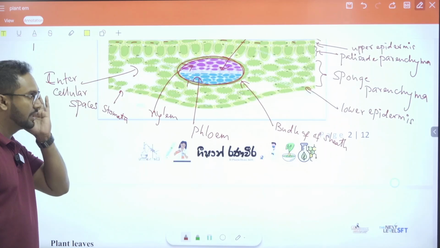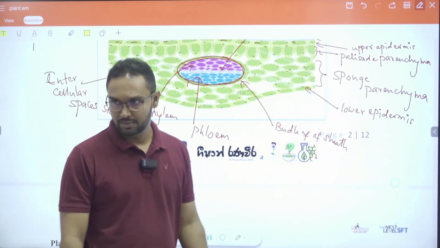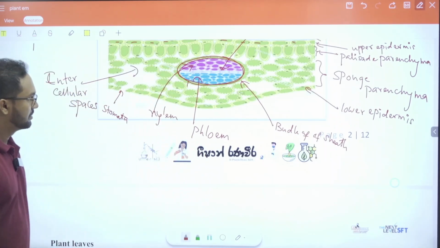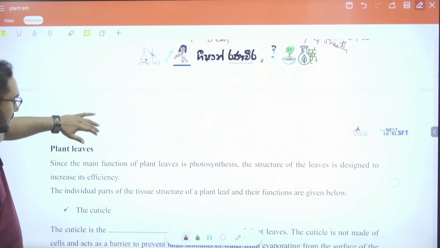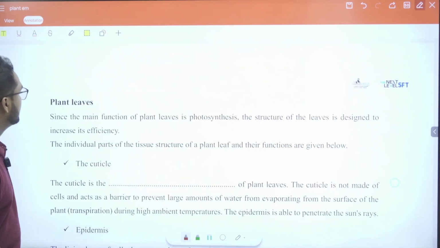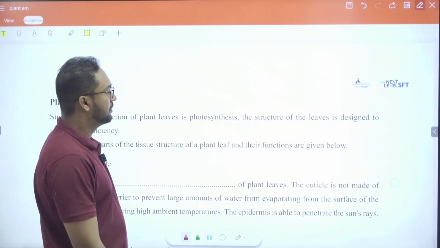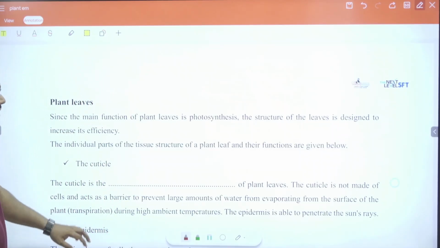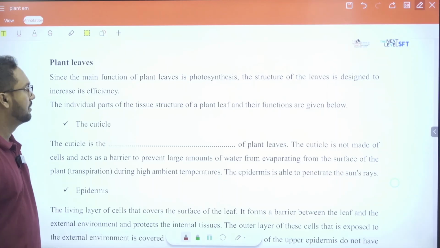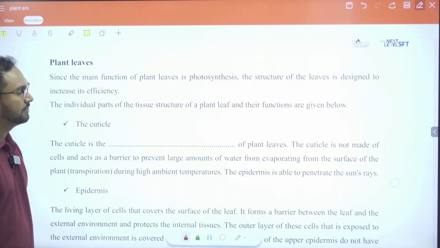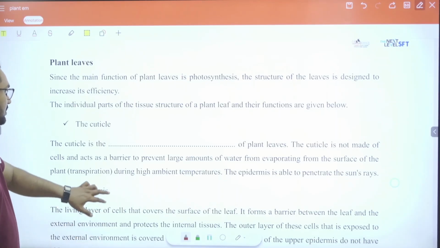These sorts of questions can come in the structure question, right? So it's good to study and good to remember all the structures. The plant leaf. Since the main function of the plant leaf is photosynthesis, the structure of the leaf is designed to increase its efficiency. The individual parts of the tissue structure of the plant leaf and their functions are given below, right?